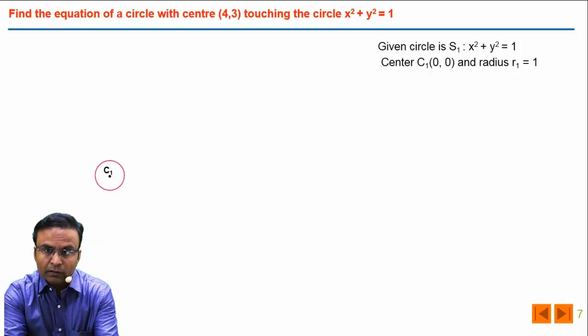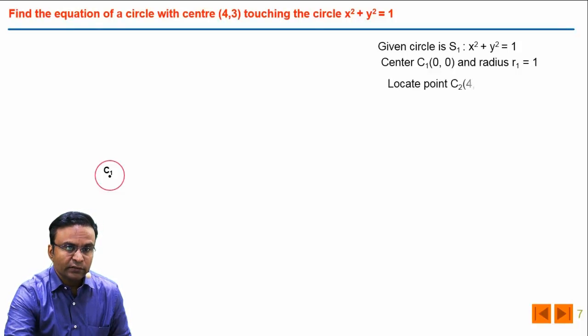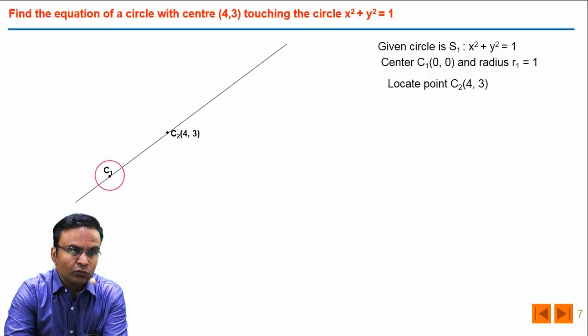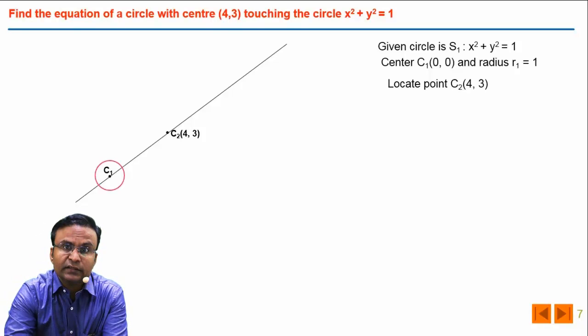Okay. Now let's locate point (4, 3). Where will the point (4, 3) be? Obviously it is lying outside the circle. So here is point C2 (4, 3). Here C2 will be the center of the circle, the equation of which we are finding. The distance between centers C1 and C2 is 5, the distance between (0, 0) and (4, 3).